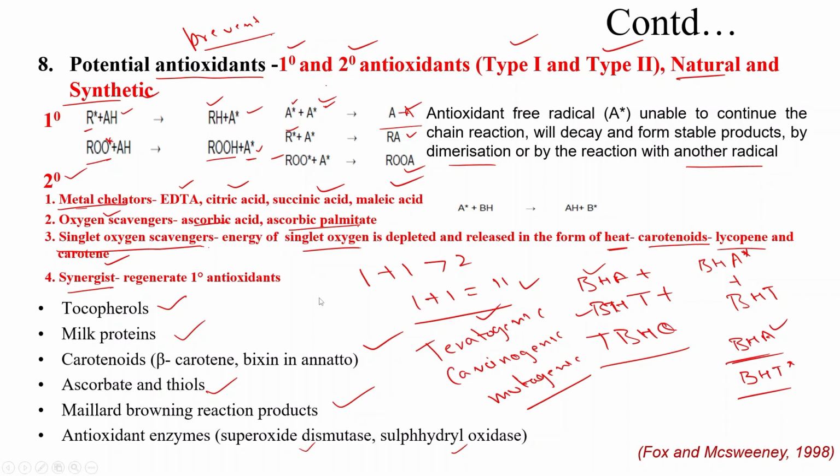Okay, so with this we have covered everything about the autoxidation, and in the next video we will cover how to determine the extent of oxidation. What are the various tests which can help in predicting the shelf life of the oils, and also the degree of rancidity which has taken place in the oils, that we will see in the coming video.